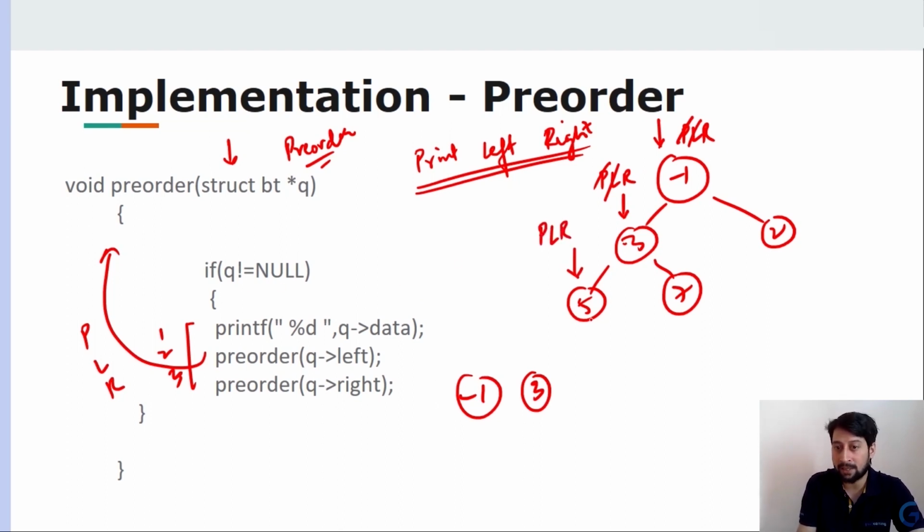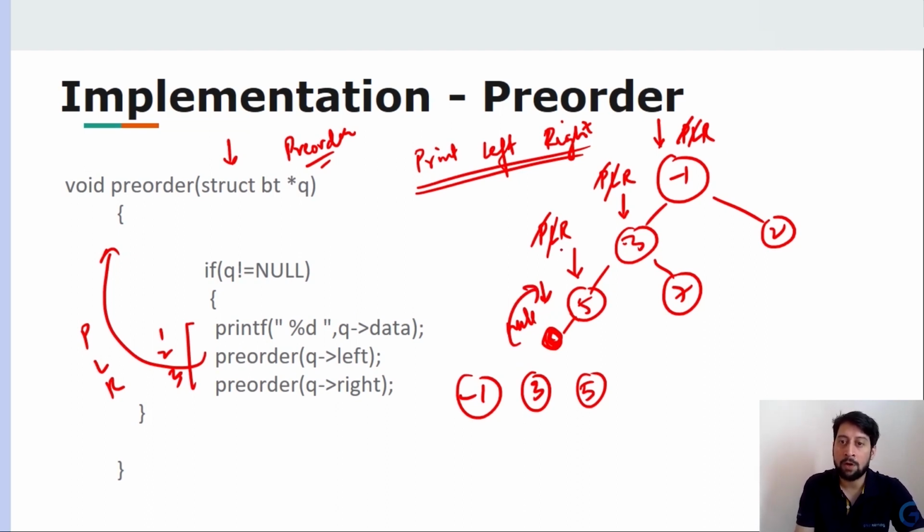Is our Q null? This time this is the Q. No, it is not. Print the data, that is 5. This statement is done. Now move on to the left side. Again we recursively call pre-order, but this time around the root's left is null. Now this is our root right now. So is Q null? Yes. Return. So it returned, because we are not doing anything, it will return automatically.